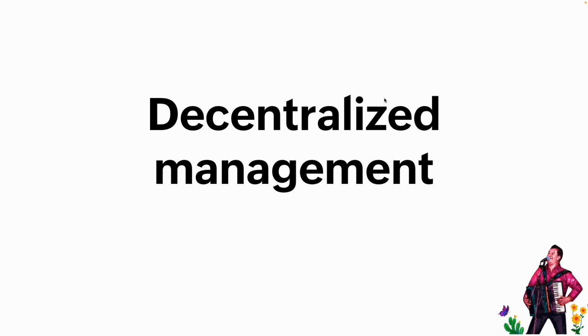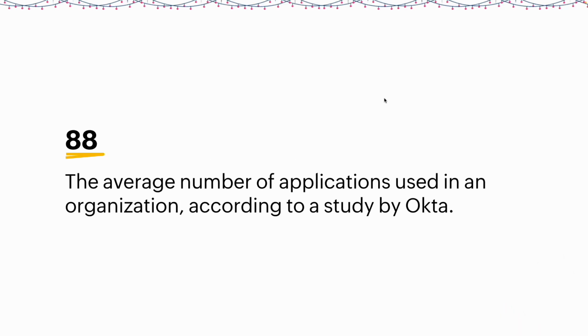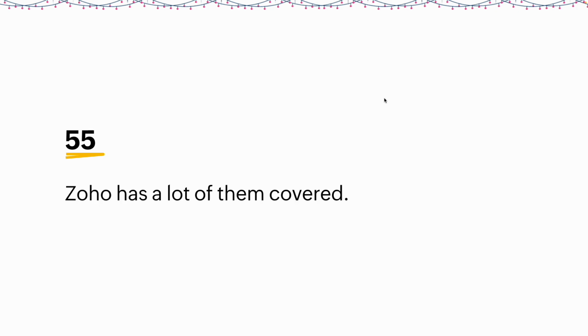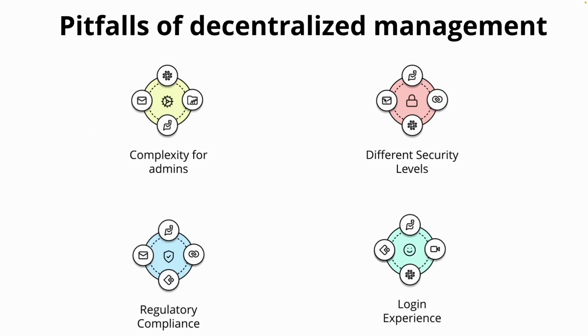So before we get into talking about the features, the wide array of Zoho Directory features, let's talk about what decentralized management is. According to Okta, a business on average uses 88 applications to manage their daily business. Zoho has got 55 out of them covered. But then how are you going to really manage all the remaining 33 apps, or your external apps?